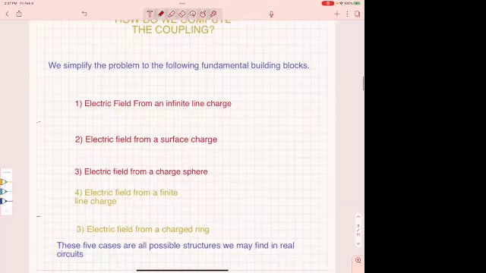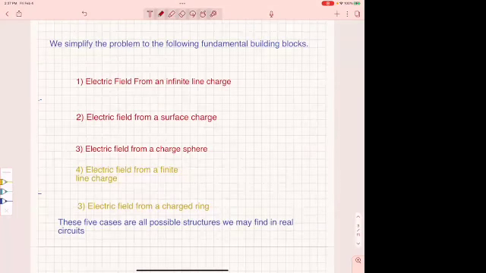So practically, I want you to remember the electric field from an infinite line charge, the electric field from a surface charge, and the electric field from a charged sphere. We have done these three, okay?